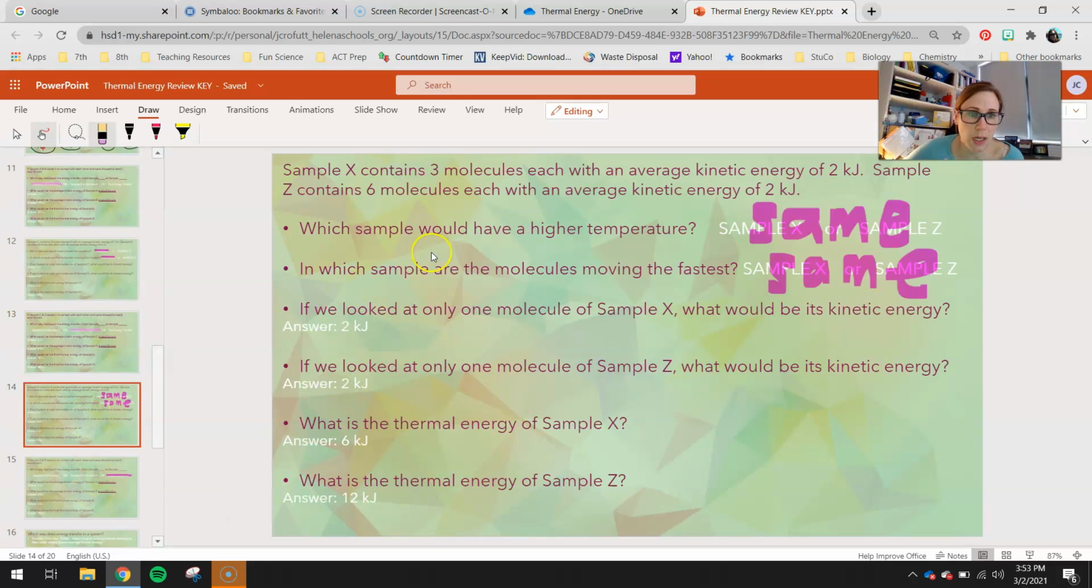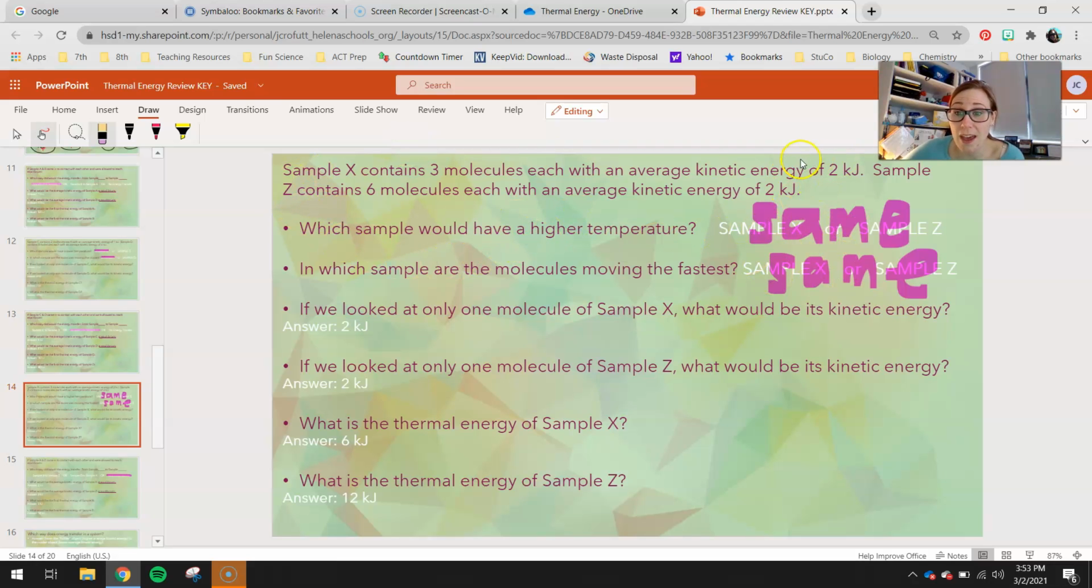All right, last one, we had sample X with 3 molecules, each with an average kinetic energy of 2. Sample Z contains 6 molecules, so it's a larger sample, but notice that they have the same temperature or the same average kinetic energy. So this one was kind of a trick one because I didn't give you guys the option. You guys saw in the instructions that you were supposed to kind of say whether they were the same as well. So at any rate, which sample would have a higher temperature?